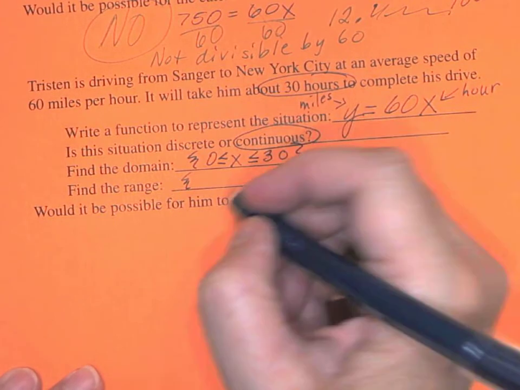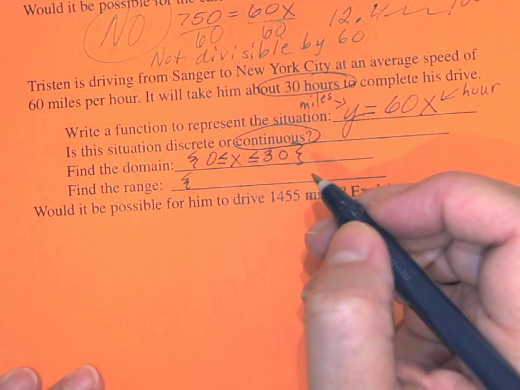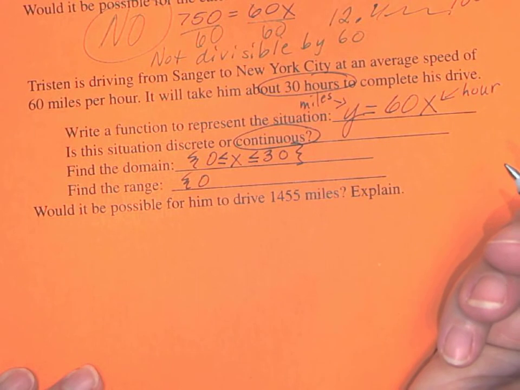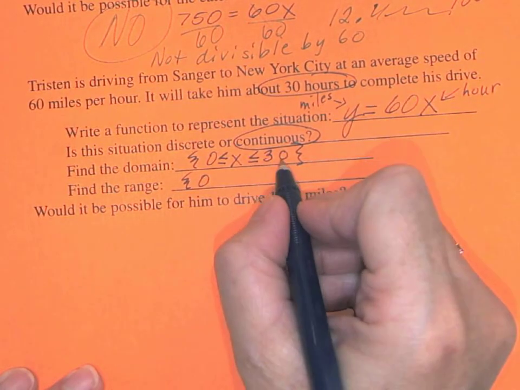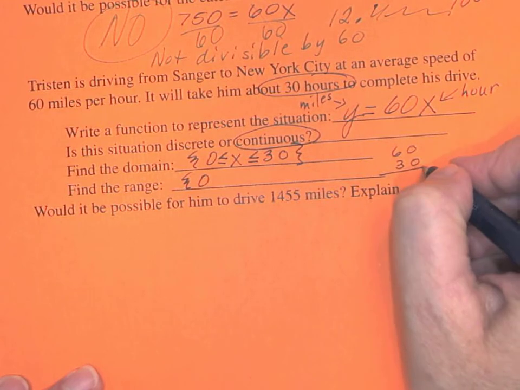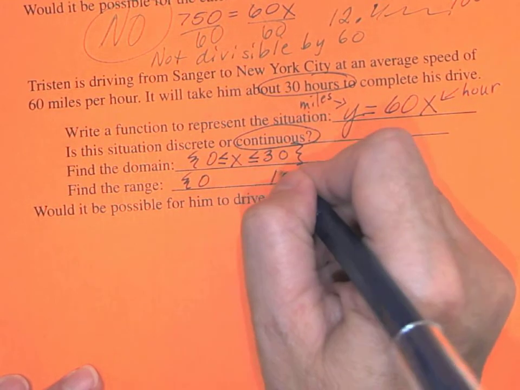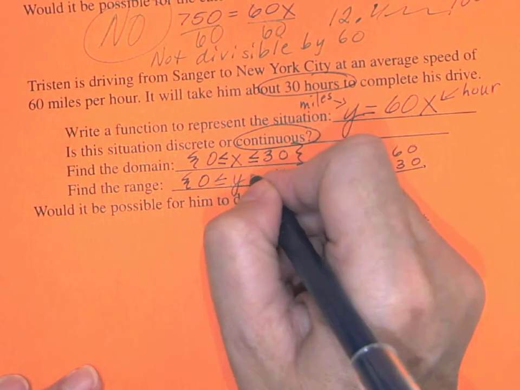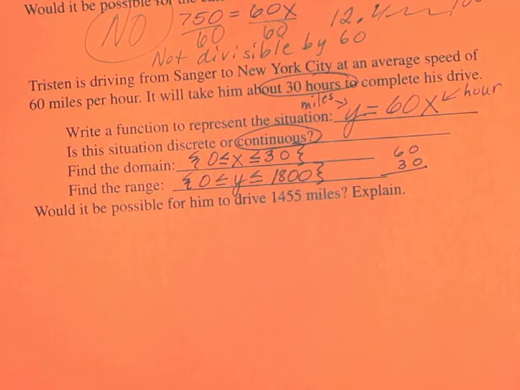So what's the range? He can't drive negative miles. That would not make sense, but he can drive 0 miles. Or what's the most he could drive? Well, 60 miles an hour for 30 hours, that would be the most he could drive, 1,800 miles. So Y is between 0 and 1,800.